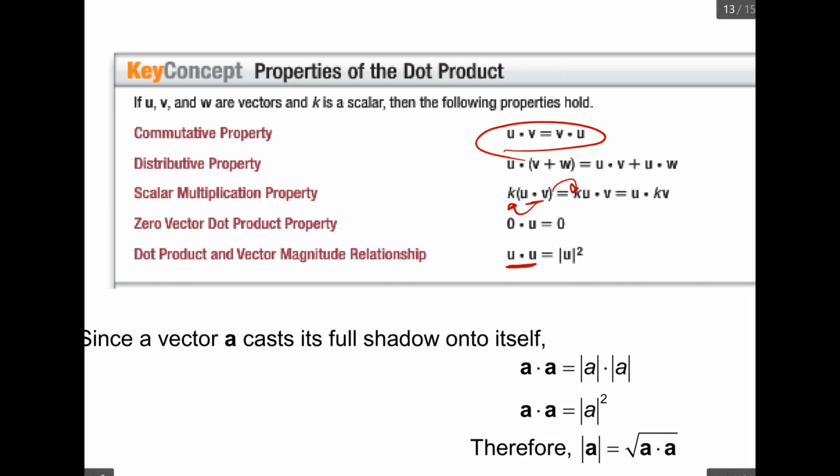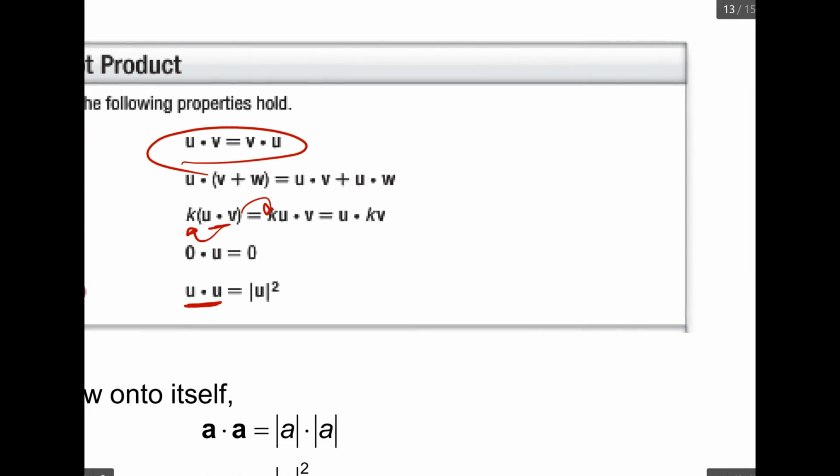If you take a dot product of a vector with itself, I'm going to do an example here. For example, if the vector u is 4, 2, and I do the dot product of itself, u dot u, this is going to be 4 times 4 plus 2 times 2. So I see that this is 4 squared plus 2 squared.